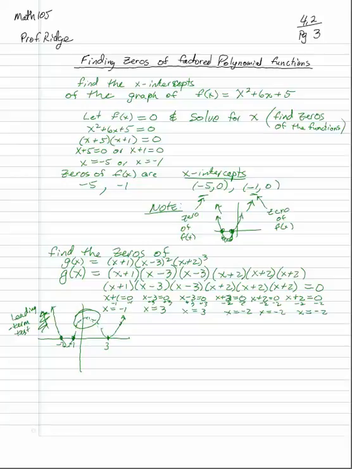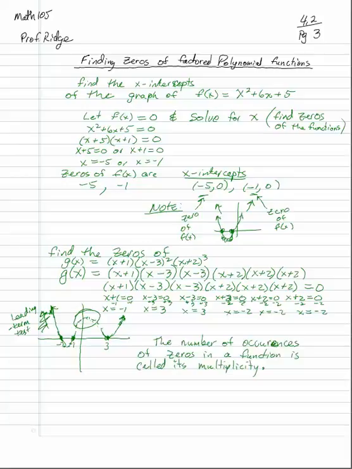And anyway, all I want you to know right now is the leading term test tells us the ends are both going up. And then the zeros give us the x-intercepts: -2, -1, 3. Now, how did I know whether this went through at -2 or bounced at 3? That's called our multiplicity. So let me define those for you.